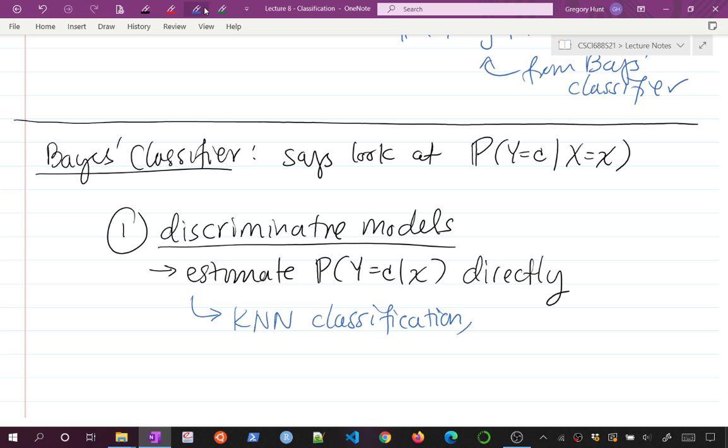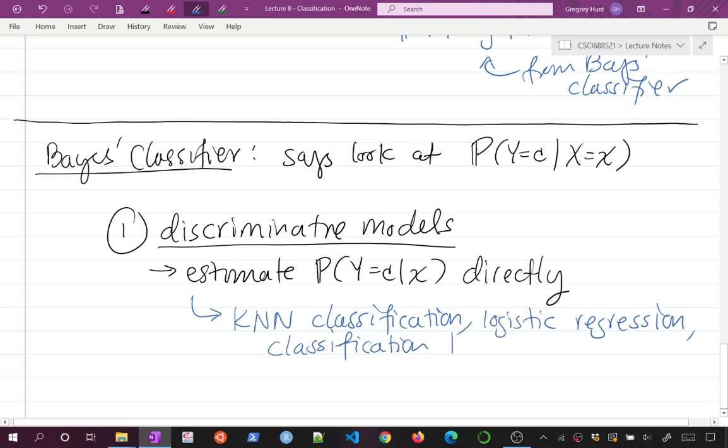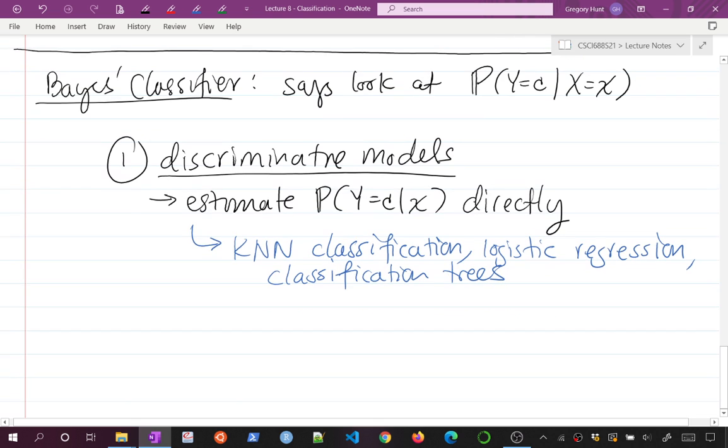So we talked about KNN. There are other methods we'll learn. Logistic regression. It's another discriminative model. It's going to directly model this conditional probability, y given x. We'll also later in the course talk about classification trees. And there's other things we'll mention along the way when these are discriminative models.